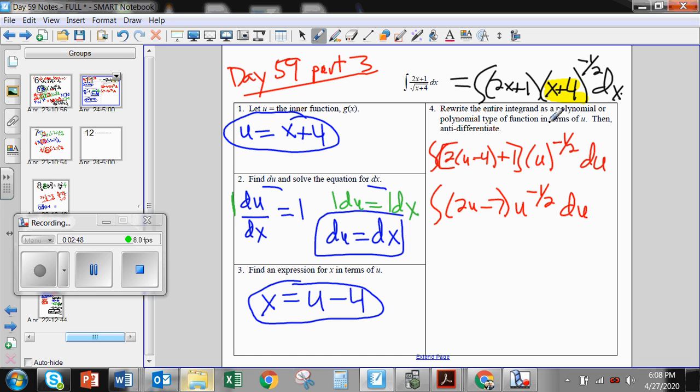And again, what's my goal? Make it look like a polynomial or polynomial type. So now let's take this u to the negative 1 half and distribute it through. And so we get 2u times u to the negative 1 half is going to be 2u to the 1 half. So again, I'm just taking this and distributing it through. Minus 7u to the negative 1 half du. Okay, and that should be in parentheses.